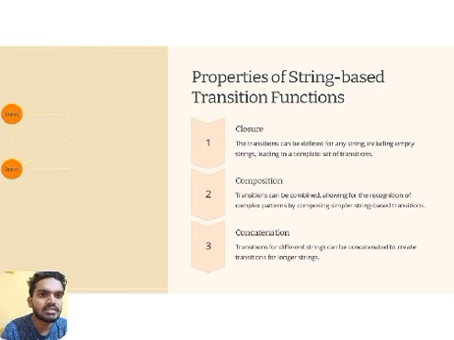Properties of string based transition functions. First one, closure. The transition can be defined for any string, including empty strings, leading to a complete set of transitions. Composition. Transitions can be combined, allowing for the recognition of complex patterns by composing simpler string based transitions. Concatenation. Transitions for different strings can be concatenated to create transitions for longer strings.